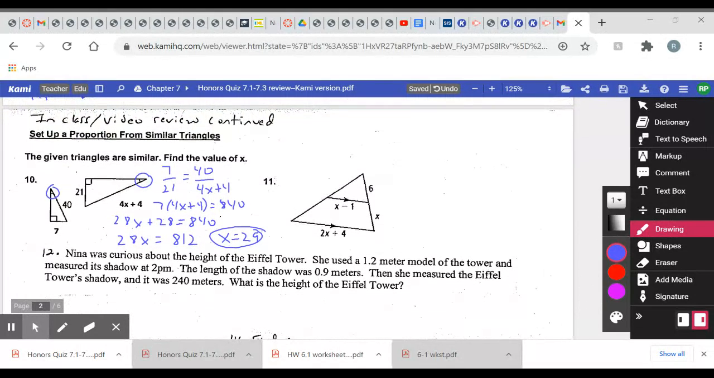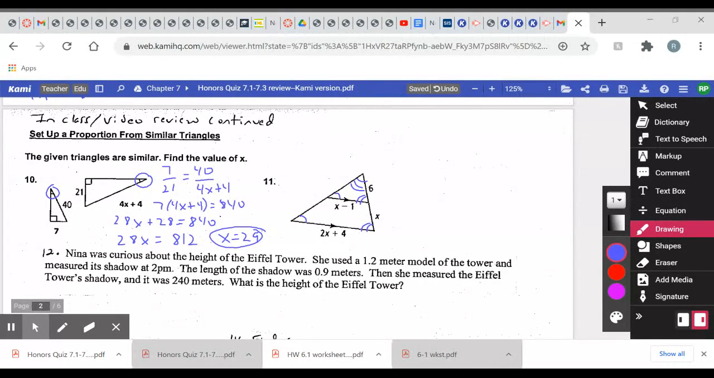This, I have a little more room to write. Okay. Now on number 11, what's going on here is I see that these two lines are parallel to each other. So I know these two angles are congruent because since the lines are parallel, corresponding angles are congruent. These two angles must be congruent to each other. And I also know this angle where they overlap has to be congruent for each.